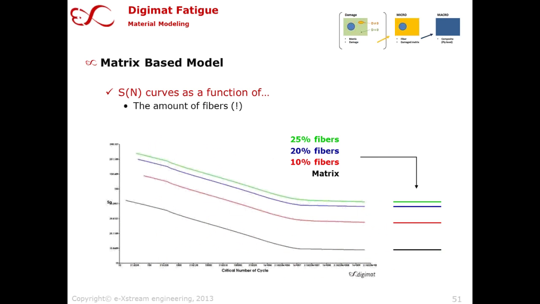Then we have another model which enters the software with a new version. It's the matrix-based model. And this is especially interesting because it offers the possibility to reverse engineer matrix properties. Fatigue is then incorporated in the behavior of the material matrix, so really on the microscopic level. And you can remix different amount of fiber into this matrix, and this means you can predict now, depending on the percentage of fibers, the fatigue properties of your Wöhler curves.